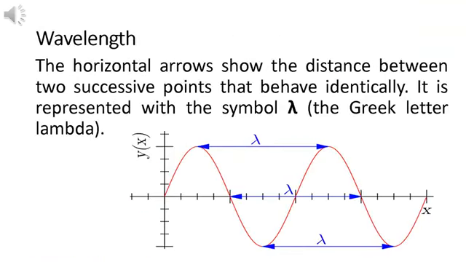Next is the wavelength. So, the horizontal arrows show the distance between two successive points that behave identically. It is represented with the symbol lambda. Okay. So, as you can see, the similar axis or the similar identity in these waves are the trough. Ayan, yung nasa positive y intercept.